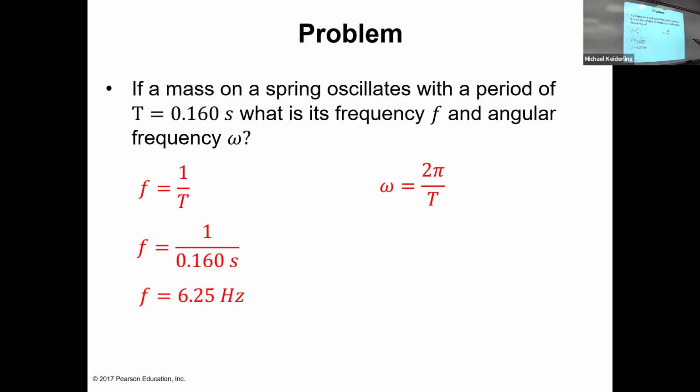And omega is 2 pi over the period, or 2 pi over 0.16 seconds, which is 39.3 radians per second. So 6.25 hertz times 2 pi will also give you 39.3 radians per second.